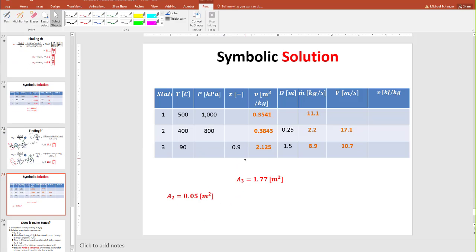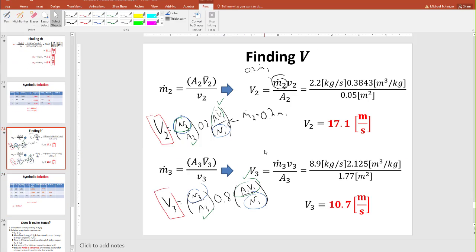Right, so then I came to here, right, and this is where we made these expressions for the velocity, right? So what we did was now we fixed all these states, so we knew these specific volumes, so then I could put these numbers in and get velocities, right? So my velocity at state 2 was 17.1 meters per second, and my velocity at state 3 was 10.7 meters per second, right? And these became meters per second because I divided those mass flow rates by 60, right?